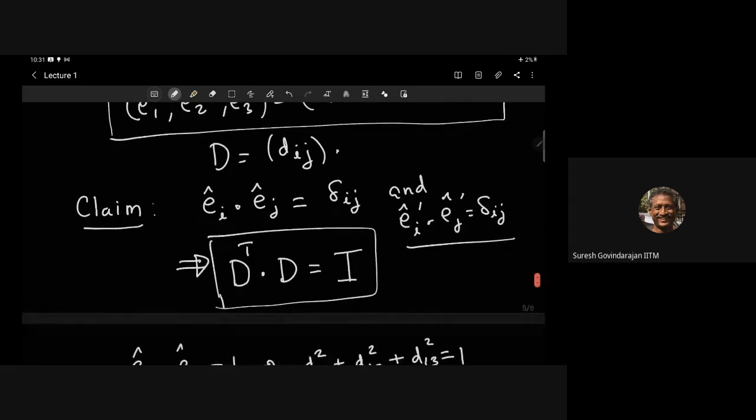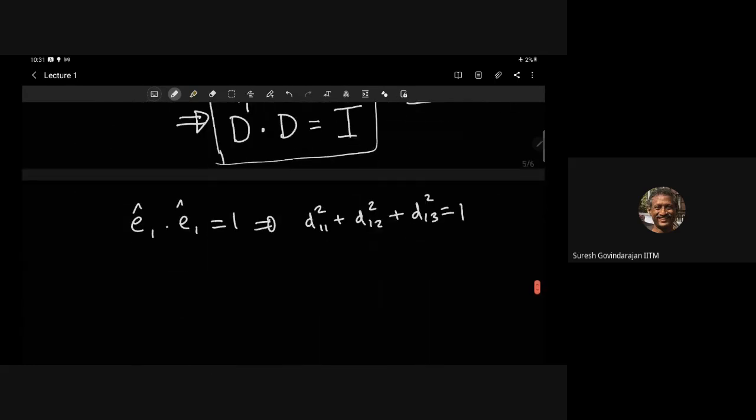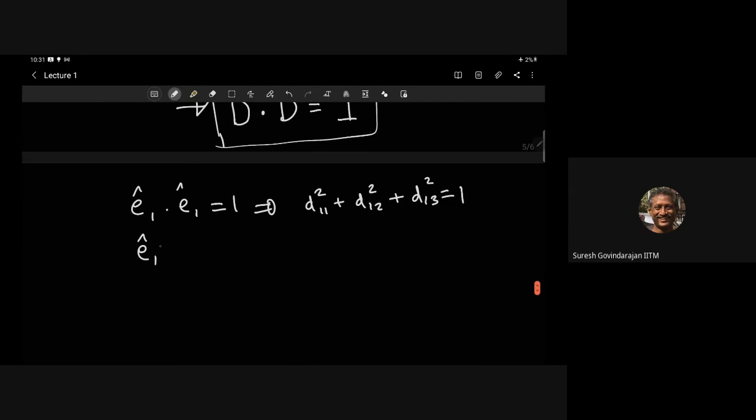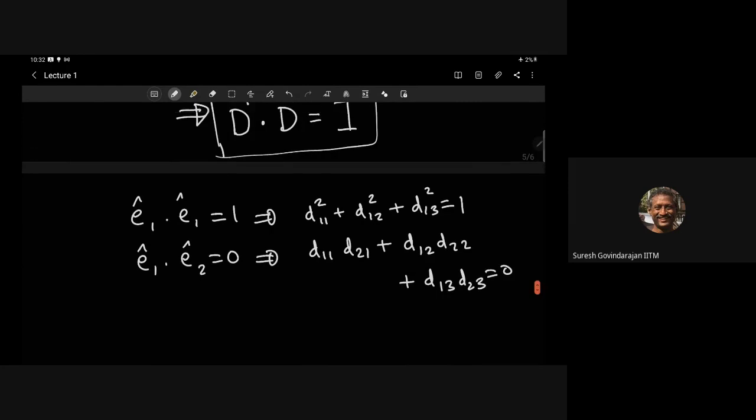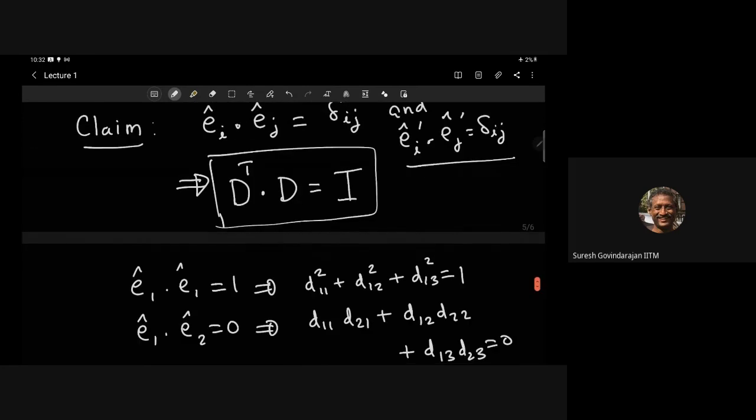And what is that condition? I'm saying it is this condition, so you can write it out and check what I've written. Let's do one more: E1 dot E2 should be 0. So this implies that D11 D21 plus D12 D22 plus D13 D23 should be 0, and so on and so forth. There will be more conditions. We need to check that these can be written in this form.